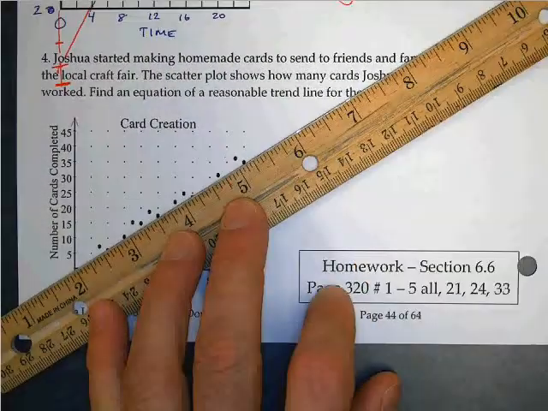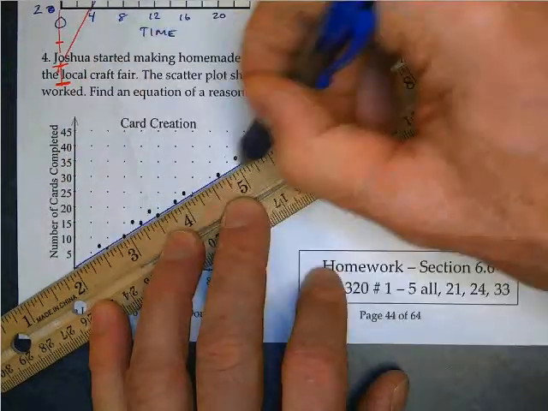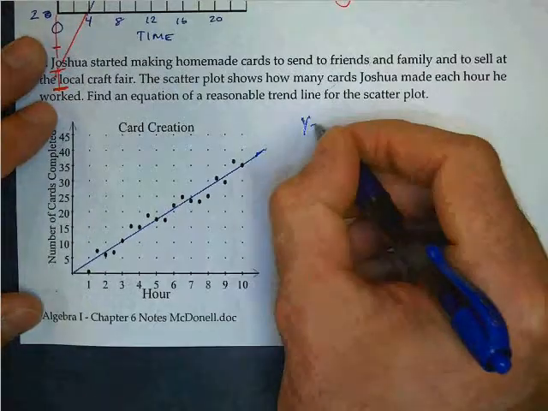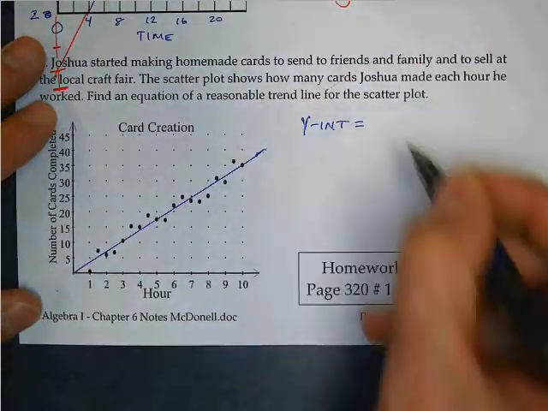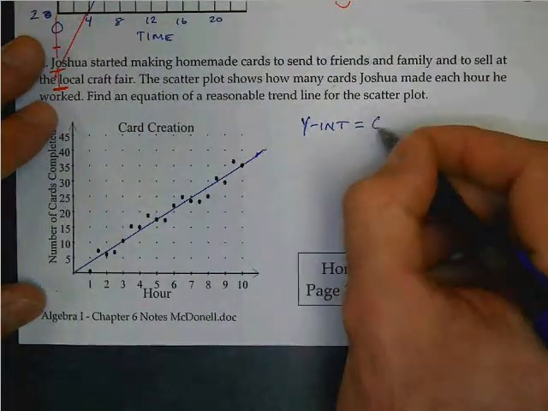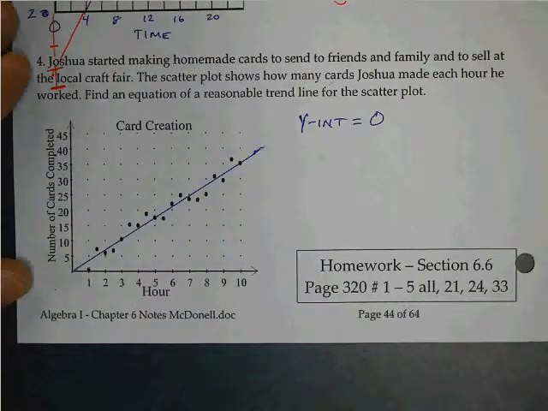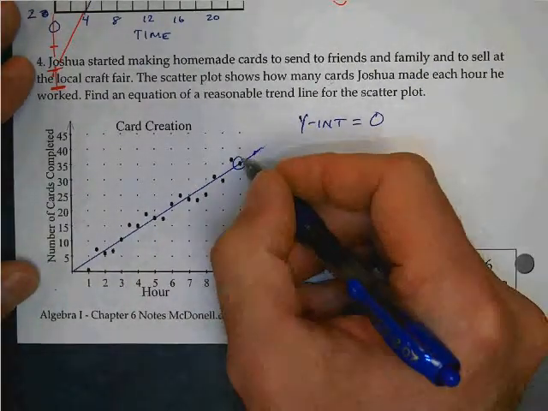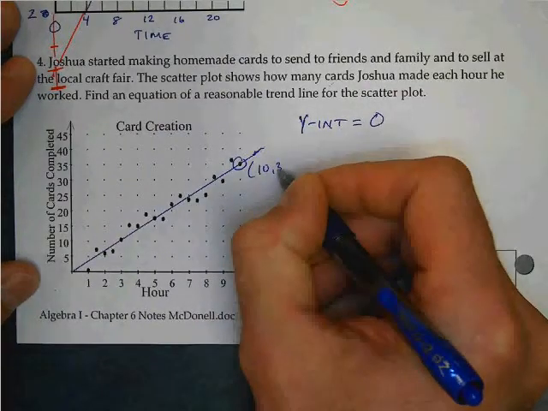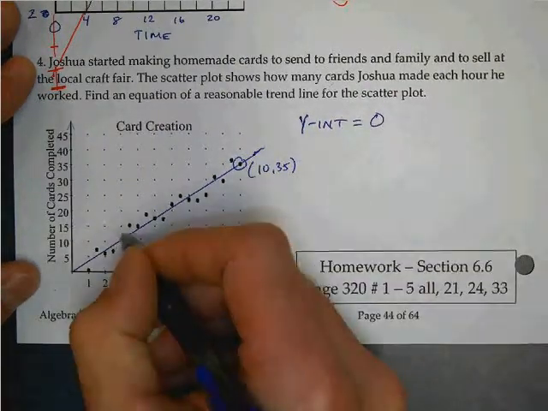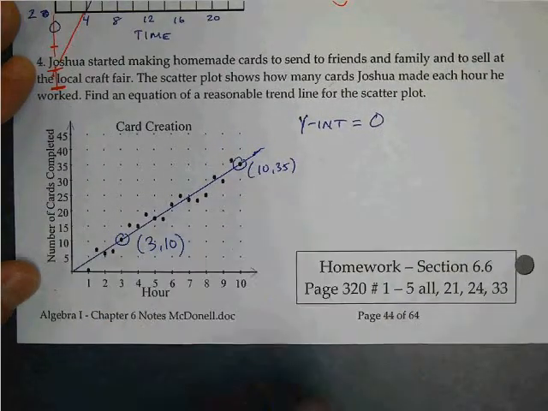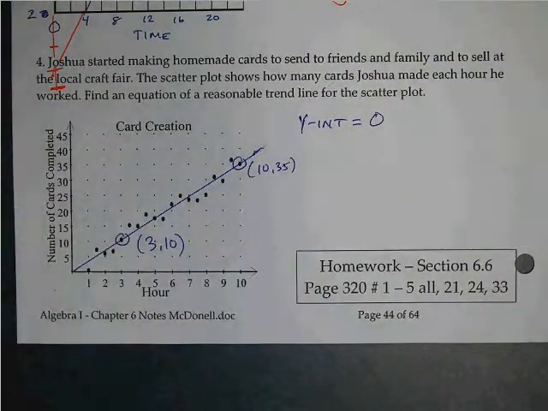Our best fit line. There we go. It looks like my y-intercept is what again? 0, because in 0 hours you have 0 cards. I'm saying this one goes right through, so that's the point (10, 35). I'm seeing this one go right through, so that's the point (3, 10). You can pick any points you want, so long as they fall on the line somewhere.